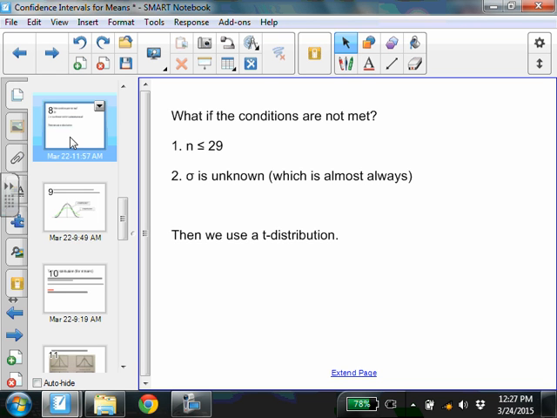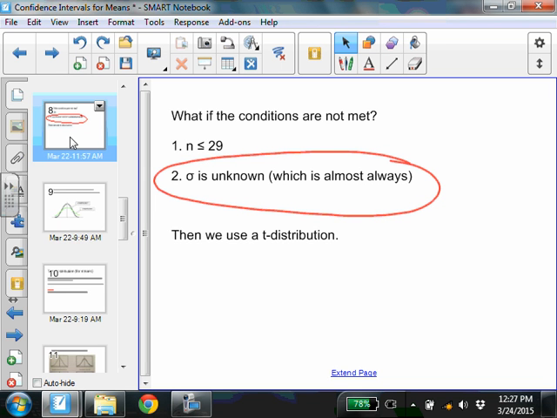Circle this one right here. No matter what, if sigma is unknown, you automatically use a t-distribution. So here's what's going to happen. It's going to be really rare that you end up using a z-distribution whenever we're talking about means. The only way you get to use a z-distribution, or a normal distribution in z-scores, whenever we're talking about a mean is if the sample size is greater than 30 and your population standard deviation, sigma, is known. Those two things have to be true for you to use a normal distribution. Otherwise, you're automatically going to use the t-distribution.